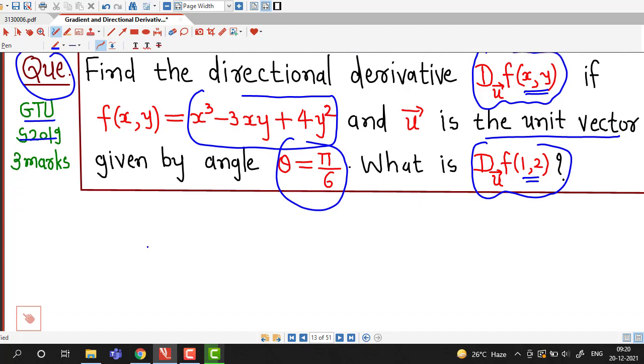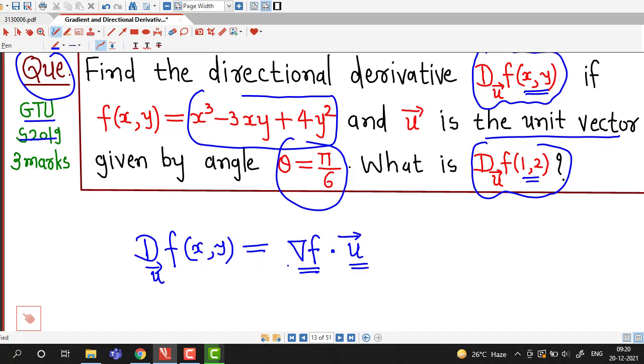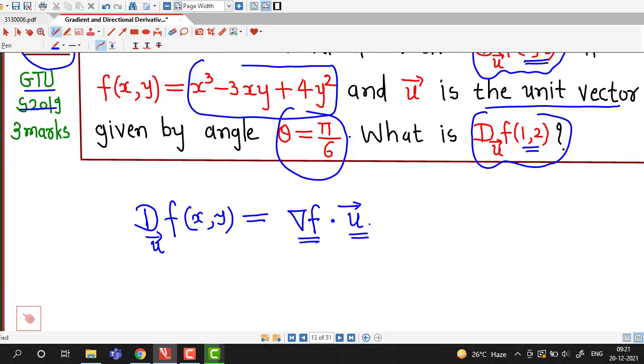As we have discussed in the last lecture, the directional derivative can be obtained by taking the dot product of the gradient of a given scalar function with the given unit vector. This we are familiar with from the last lecture. So first we have to find the gradient of this scalar function, and then we will take the dot product of the gradient of this scalar function with this unit vector. Now here the unit vector is given by angle theta.